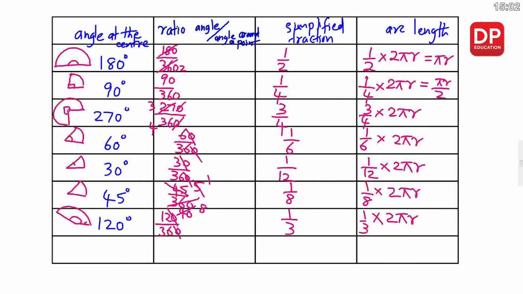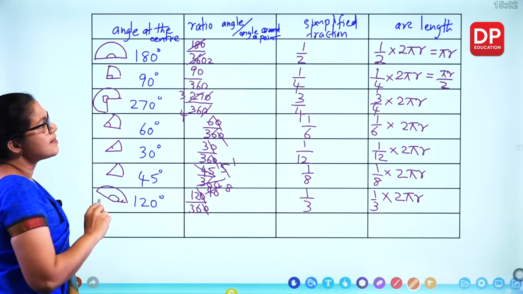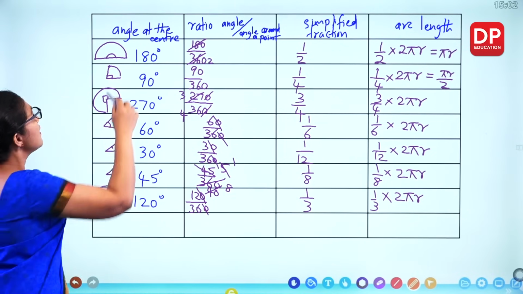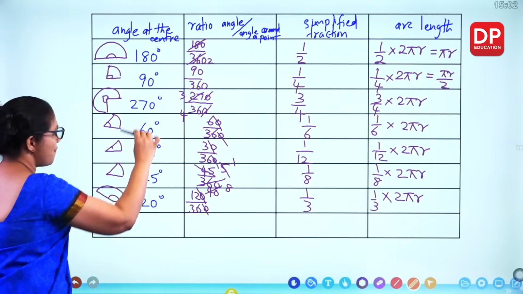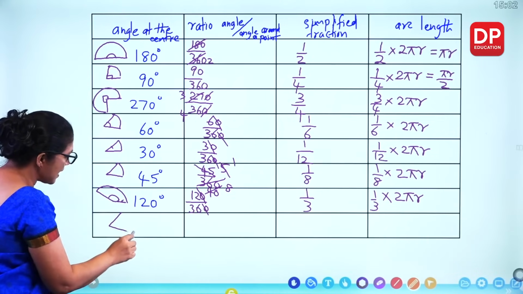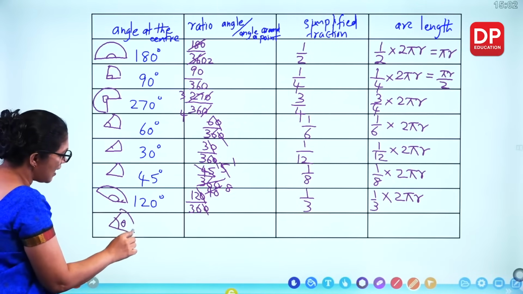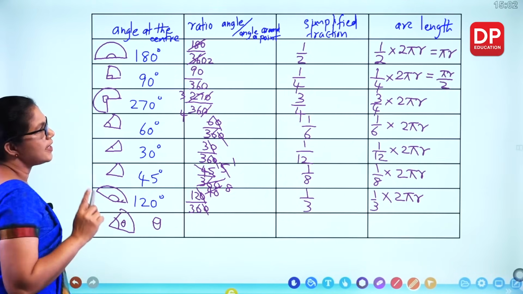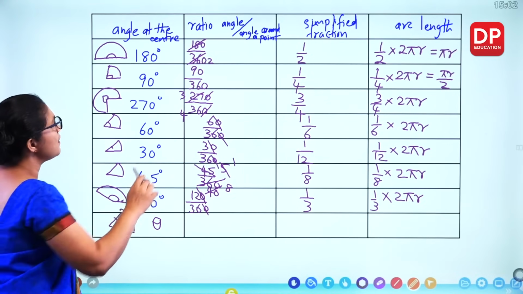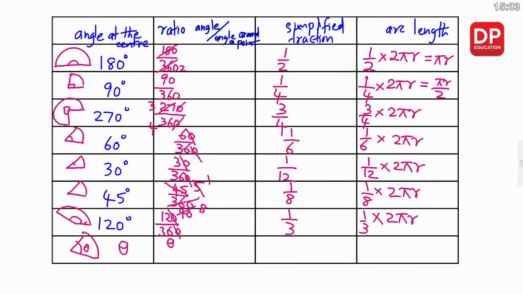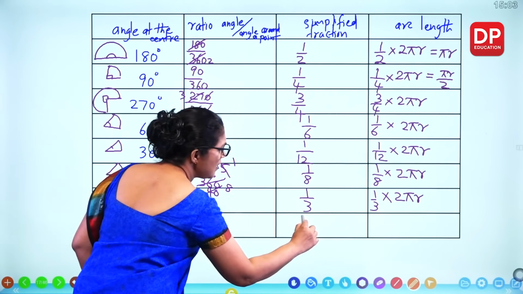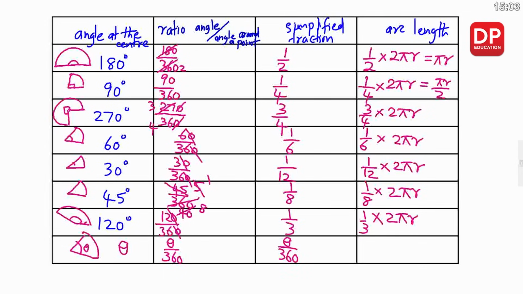Now, we found several arc lengths when the angles were given as 180, 90, 270. If this is theta, any angle theta, how can we find the arc length? Look at the pattern. First we found the ratio. The ratio here is theta over 360, the angle divided by 360. You can't simplify further, so we write theta over 360 here.